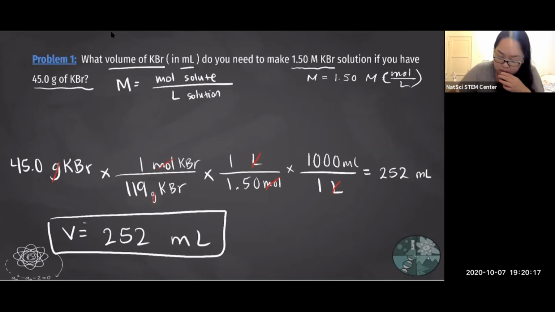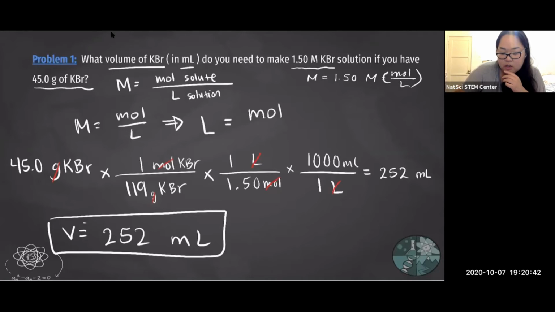That makes sense. You can also, if you wanted to, since this is M equals moles over liters, in order to get your liters, you have to rearrange it so that liters equals moles divided by molarity. And it does work out that way. It's just the unit cancellation.